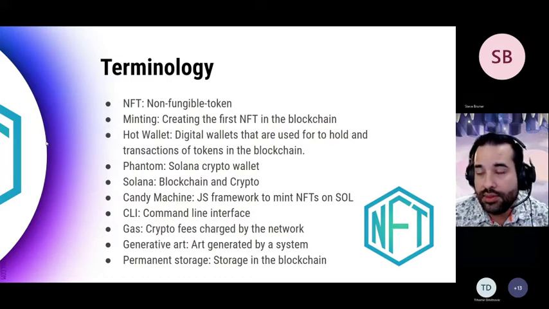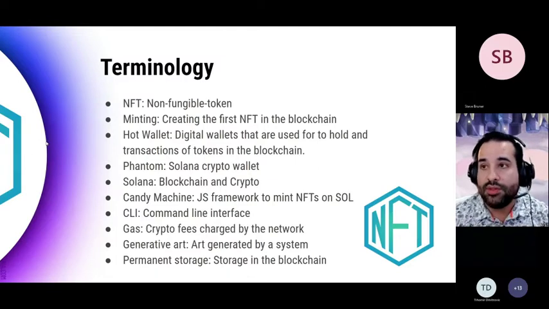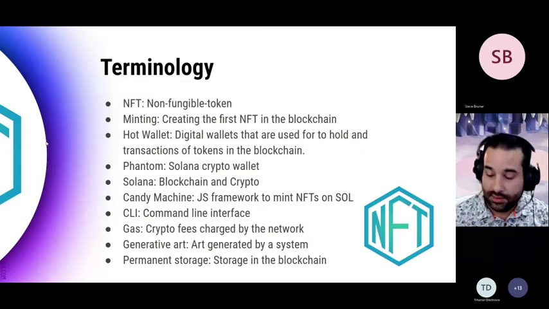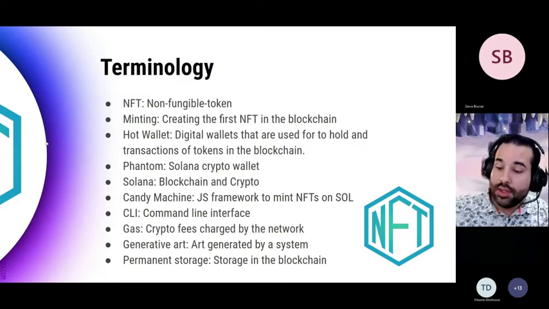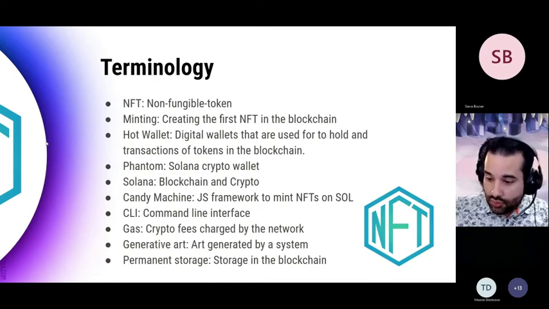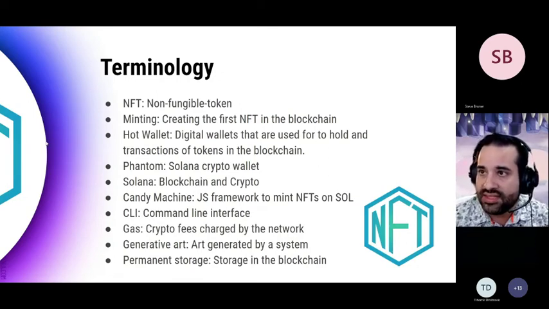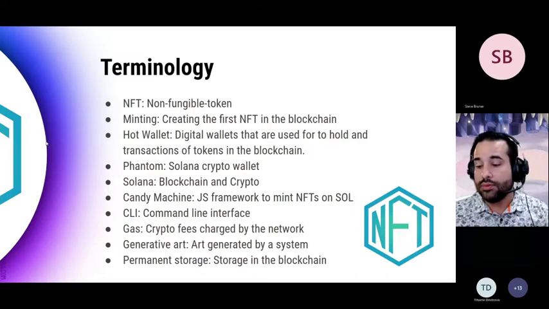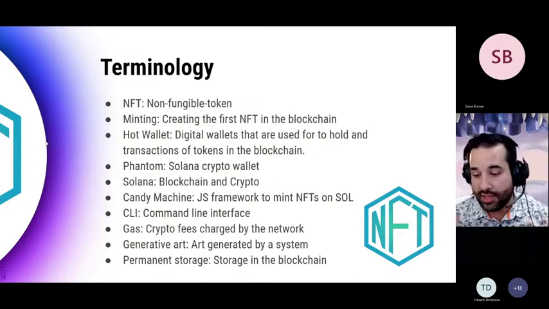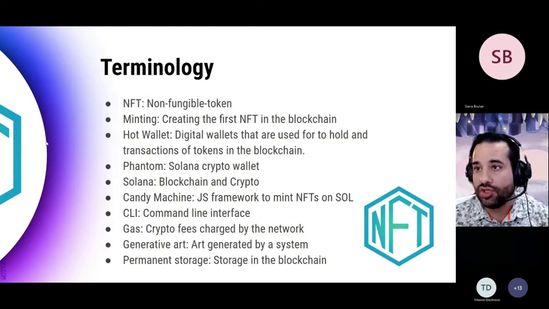Solana is the blockchain that I particularly use, that I have experience with. I don't have experience with Ethereum. We're going to talk about why I've chosen Solana for minting NFTs. Candy Machine is the JavaScript framework that will allow us to mint NFTs. It's just a JavaScript file that can connect to the Solana network, and it allows us to create those records in the Solana blockchain. A CLI, if you're a developer, you already know what a CLI is. It's a command line interface. That's what we use to create that connection between the Candy Machine and the Solana blockchain.